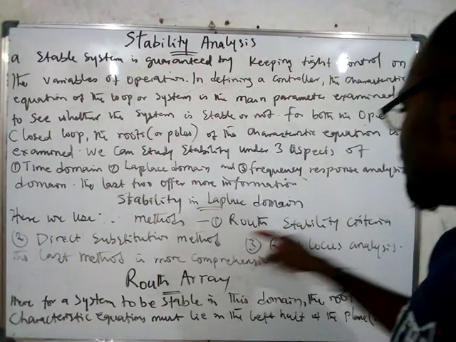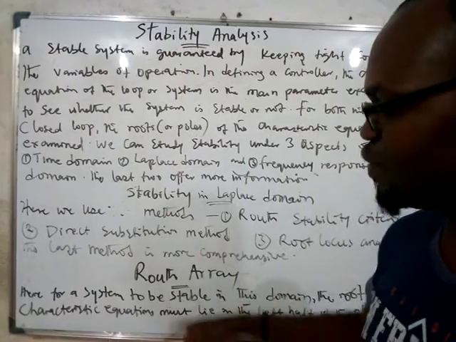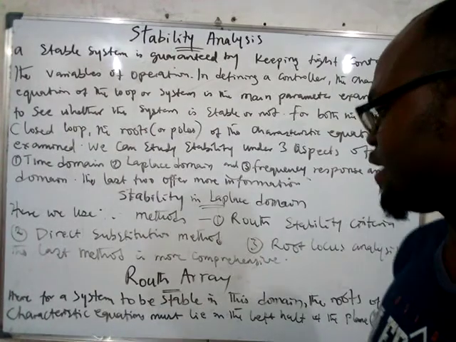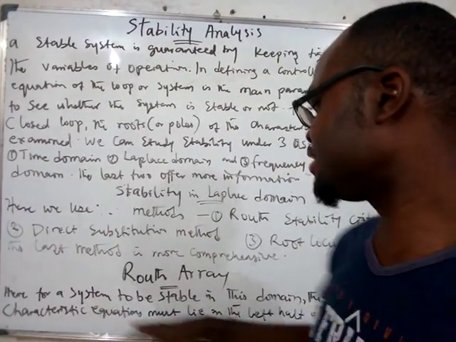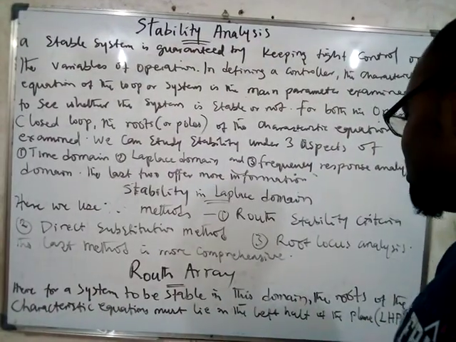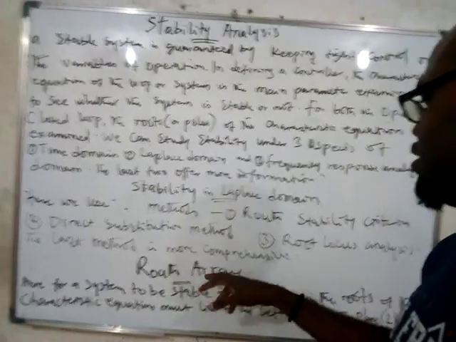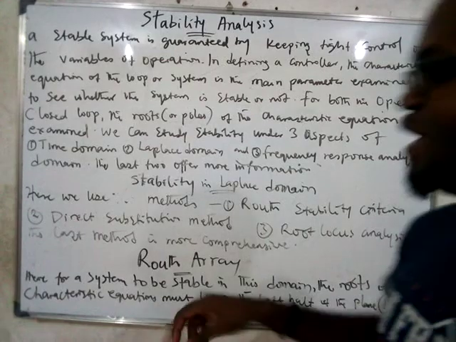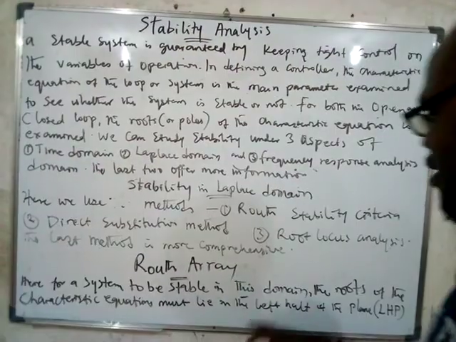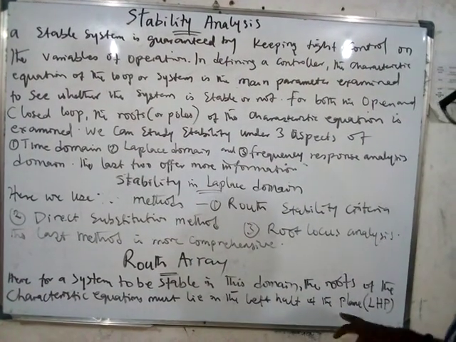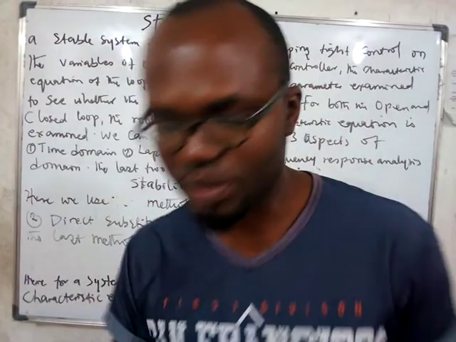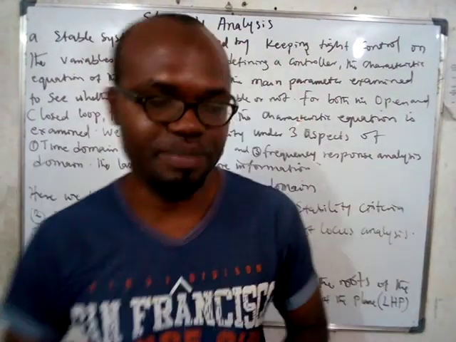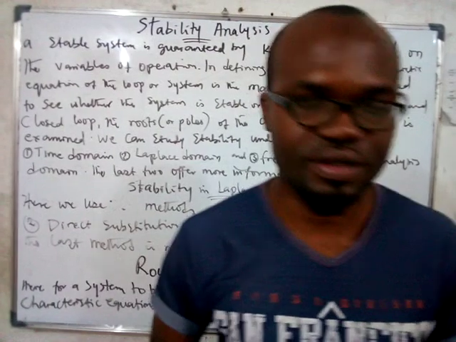Now, considering the Routh stability criteria, we look at what we call the Routh array. For the system to be stable using this method, the roots of the characteristic equation must lie on the left half of the plane. In subsequent classes we are going to demonstrate it.